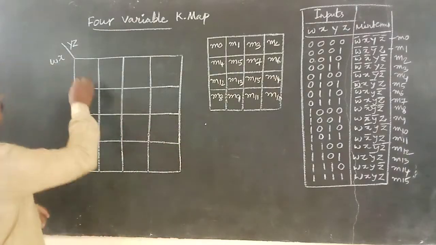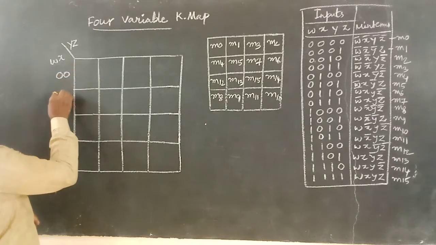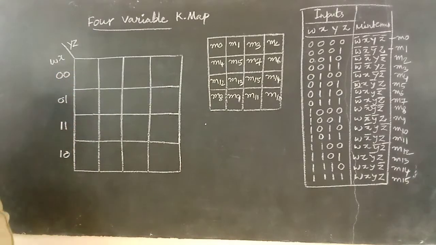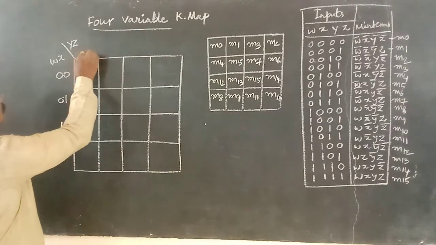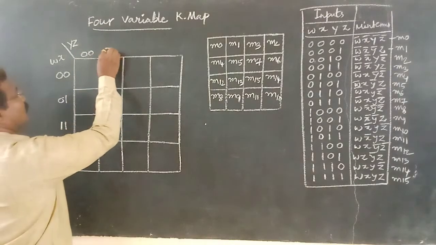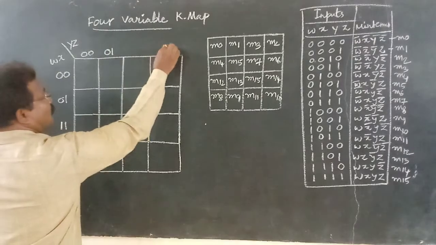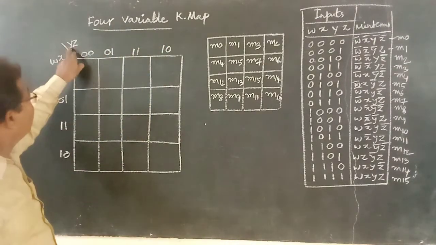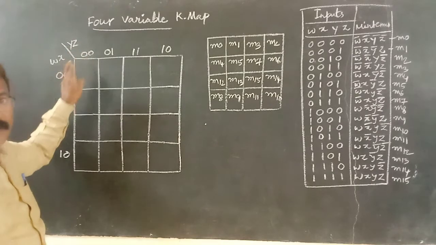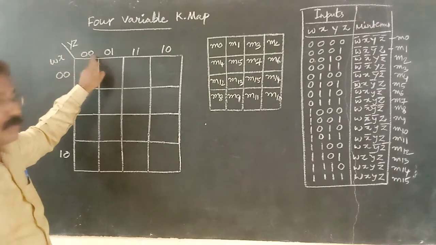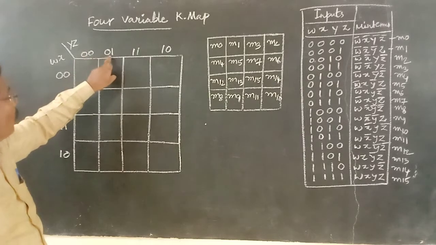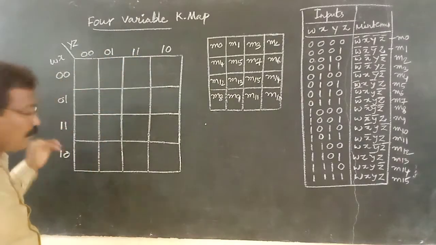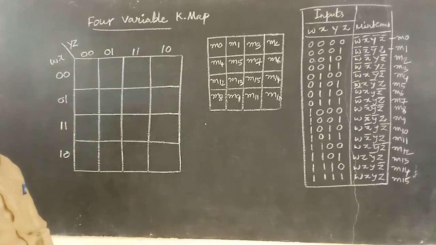So here this is 00, 01, 11, 10. In the same way, 00, 01, 11, 10. This is the Gray code arrangement. Here it consists of two variables, with minterms 00, then only one bit changes to 01, then only one bit changes to 11, then 10. And in the same way, the rows are arranged in Gray code.